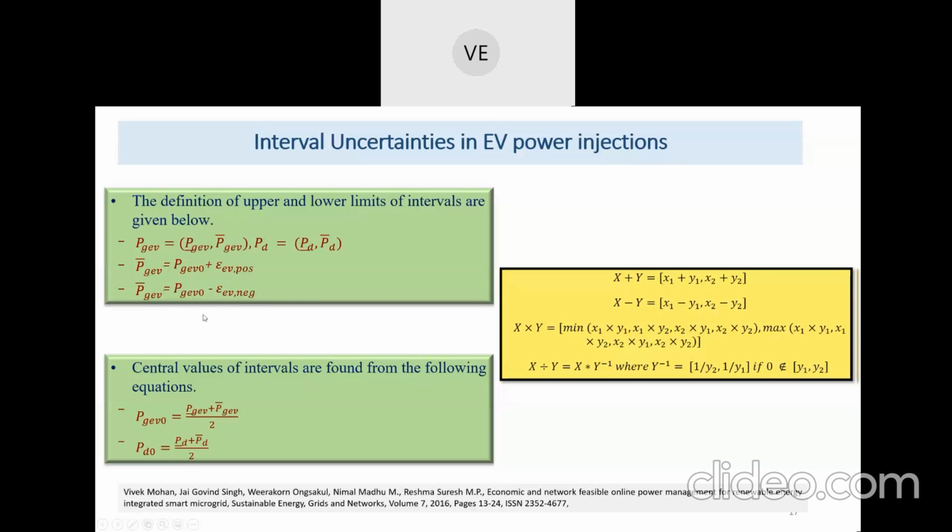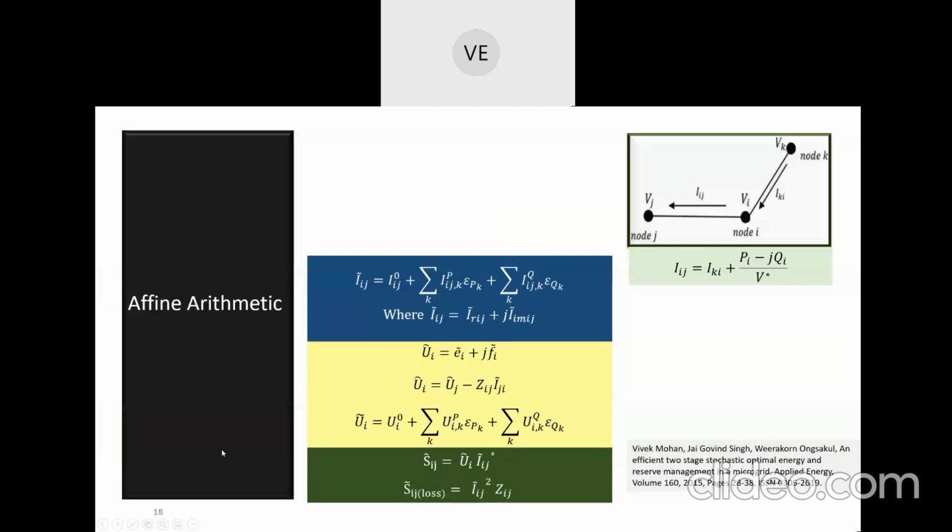So what happens here? We'll see. We know that while running load flow, what is the basic complex power equation? V I conjugate, right? V is a complex value, I is a complex value, S equals V I conjugate.